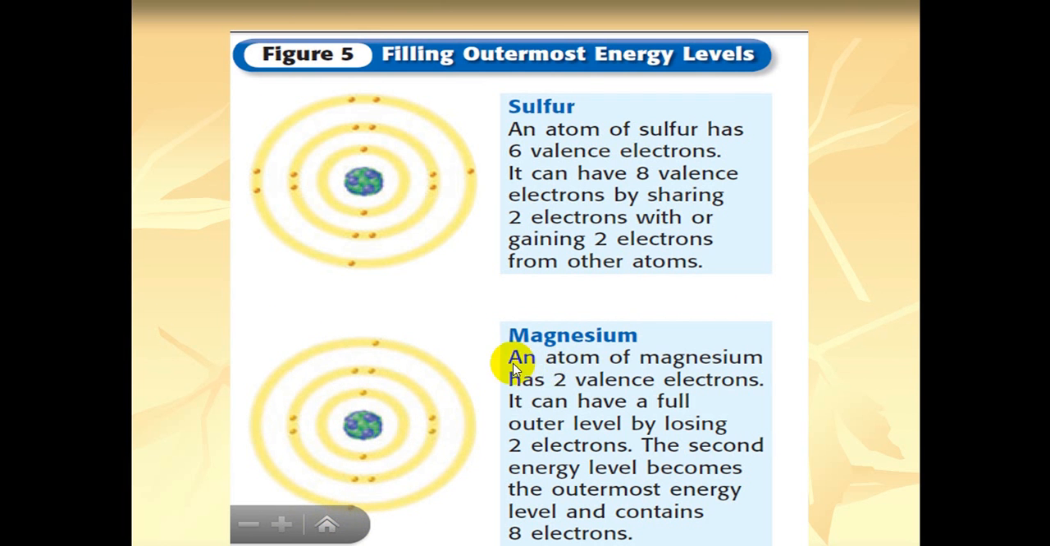Yes, it will lose the 2 electrons. An atom of magnesium has 2 valence electrons. It can have a full outer energy level by losing the 2 electrons and staying with the second energy level, which becomes the outermost energy level and contains 8 electrons. So in this case, the magnesium will lose the 2 electrons and stay with the inner shell, this one which has 8 electrons, and in this way the magnesium will be stable.